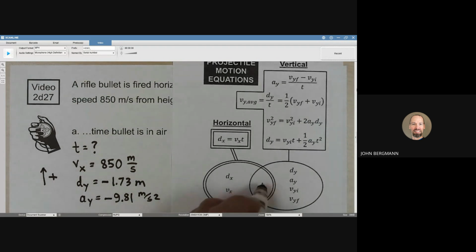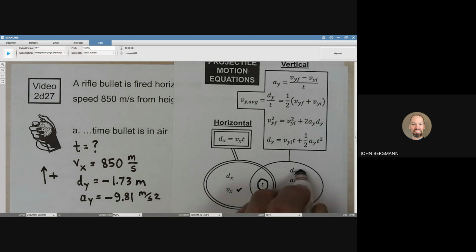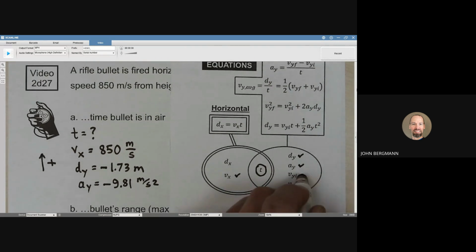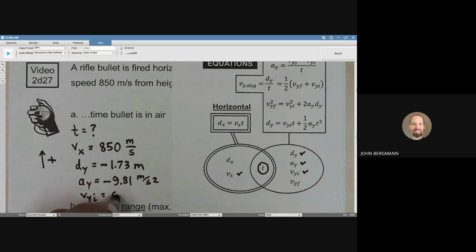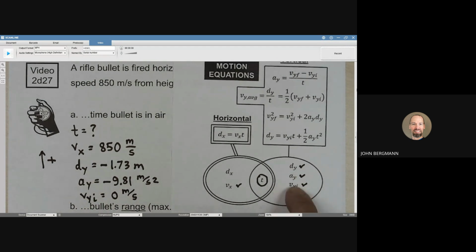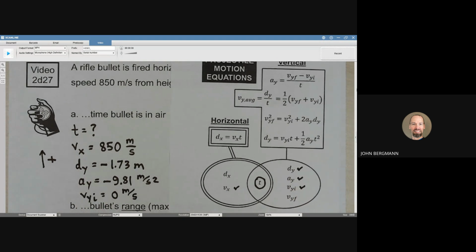what do we know? Well, we're looking for time. We know Vx. We know dy. We know ay. Is there anything else we know? And the answer is yes. There is one other thing we know. We know that the velocity initially in the y direction is 0 because it says that the bullet was launched horizontally. In other words, at the very instant of launch, the bullet isn't moving in the upward or the downward direction. And that means if we know those three things and we're looking for time, I think we can use this equation right here at the bottom.